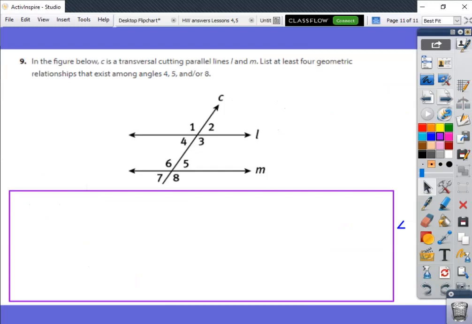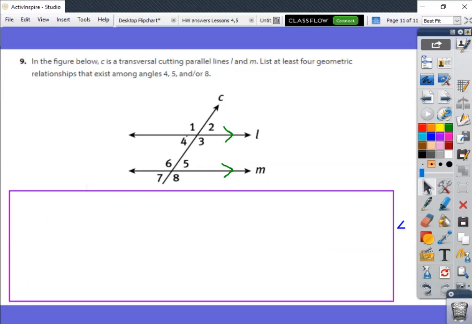Number 9, in the figure below, C is a transversal cutting through parallel lines, L and M. So the key thing here is that we know that these lines, L and M, are parallel. So we could put a parallel symbol on these if we wanted to. It says list at least four geometric relationships that exist amongst angles 4, 5, and 8. So let's just look at 4 and 5. What kind of angles are those?